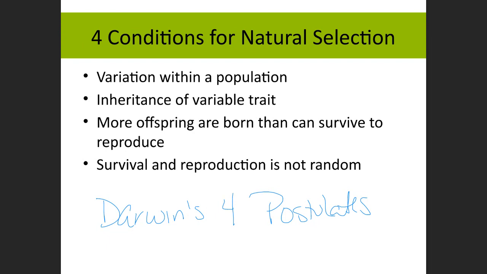And then the fourth postulate here is that survival and reproduction is not random. The ones who are surviving and reproducing more are those that had a trait that enabled them to do that, right? So one of those variations that was inherited makes those individuals more likely to reproduce. Those are Darwin's four postulates, and you cannot have natural selection without that.